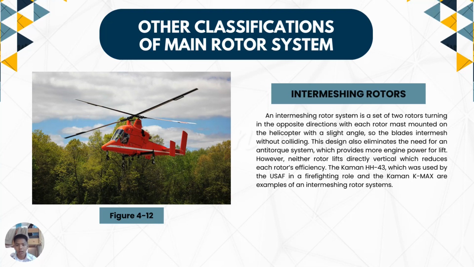This design also eliminates the need for an anti-torque system, which provides more engine power for lift. However, neither rotor lifts directly vertical, which reduces each rotor's efficiency. The Kaman HH-43, which was used by the USAF in a firefighting role, and the Kaman K-Max are examples of an intermeshing rotor system.